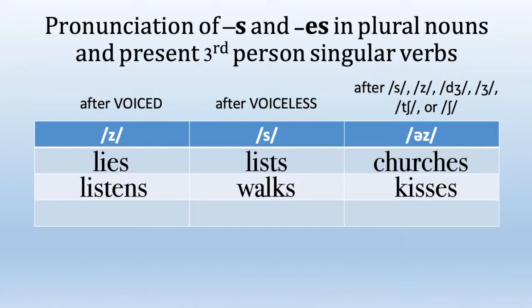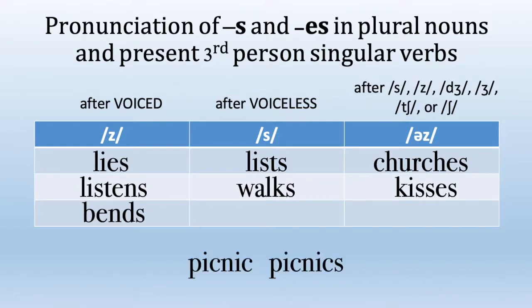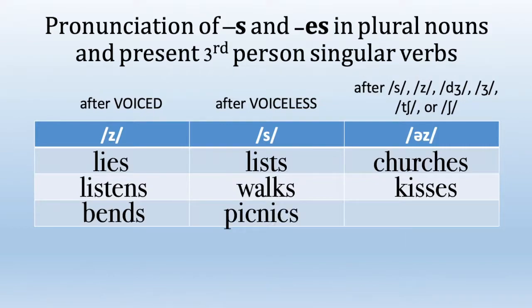Let's do one more row. Bend. What do you think? D is voiced, so first column. I'm sure you got that one right. Picnic. You know, the last sound is k, so it's voiceless. It goes in the middle column. Picnics. You probably don't even need to hear how we say this one. There's only one empty space in the chart, and the verb is buzz. This one goes in the last column. It's buzzes.